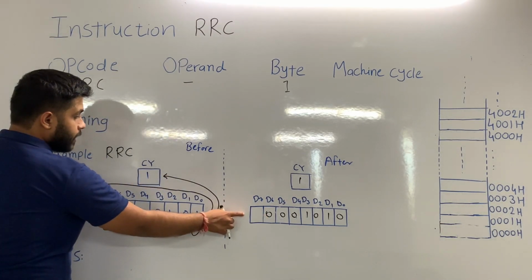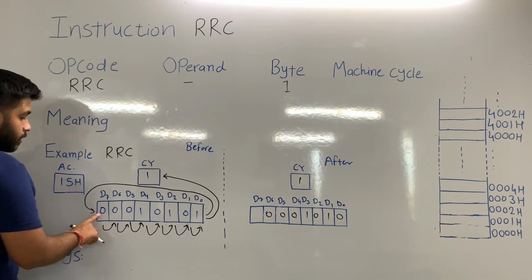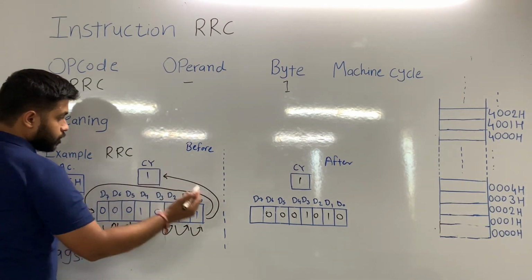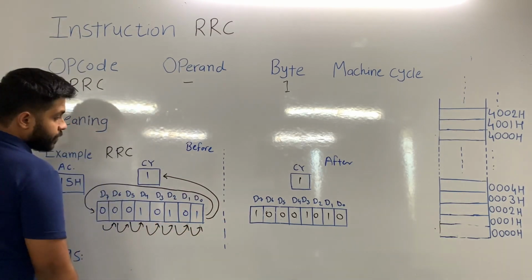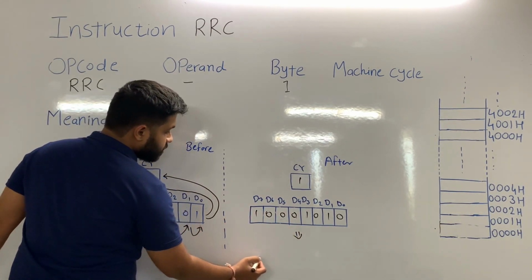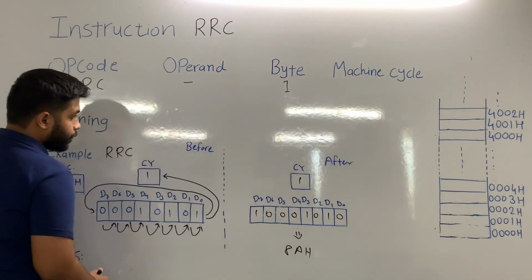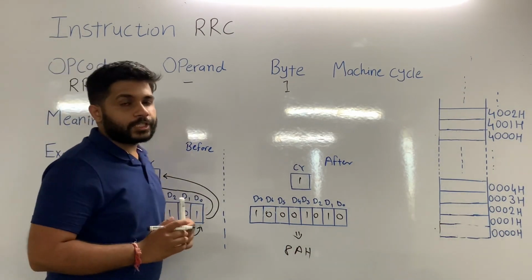What will be the value at D7? You can see that the D7 bit has arrived from D0. So at D7 there will be 1. If you convert this number into hexadecimal, you will get 8AH. Now let's see the machine cycle.